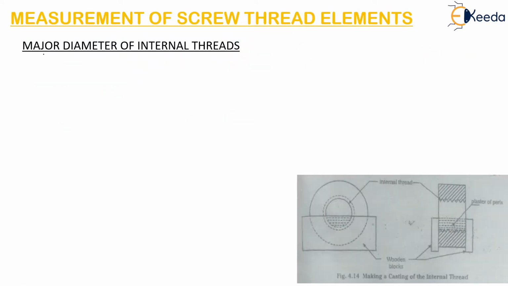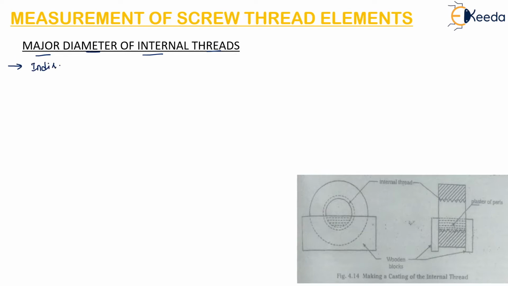We have discussed the measurement of major diameter of external threads. Now we are going to discuss how we are going to measure the major diameter of internal threads. In measuring the major diameter of internal threads, an indirect approach has to be followed. So what is that indirect approach?